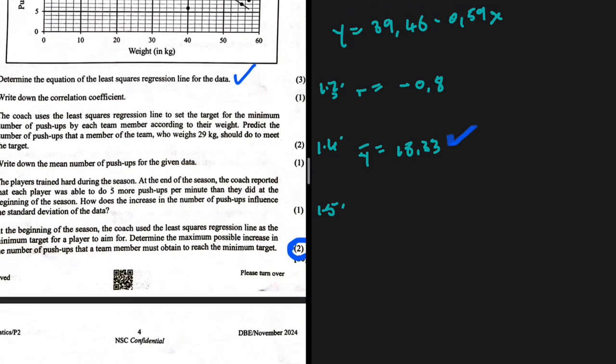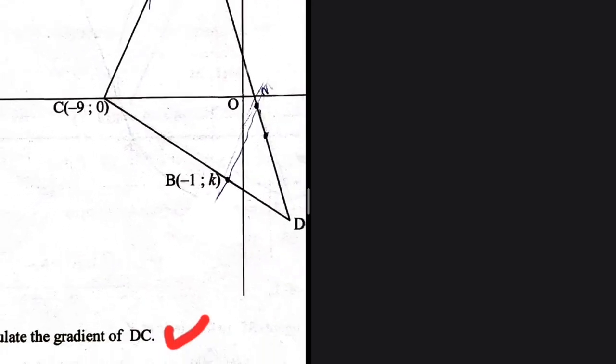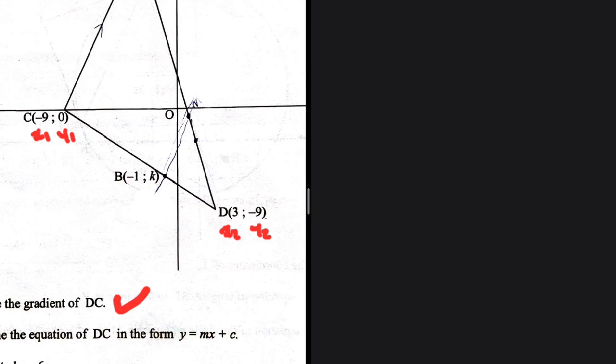1.6, there we go. Let's calculate the gradient of DC. The best thing to do in this case is to choose which point between C and D we are taking as point 2 and which point we are taking as point 1. So if we take point C as point 1, we're going to have x1, y1. And then if we take D as our second point, we're going to have x2, y2. But whatever point you take as point 1 or point 2, it really doesn't matter. We should get to the same answer ultimately. So let's go ahead and do that.